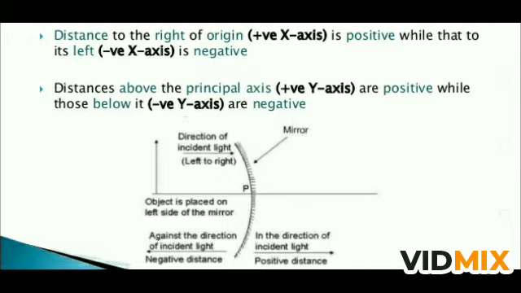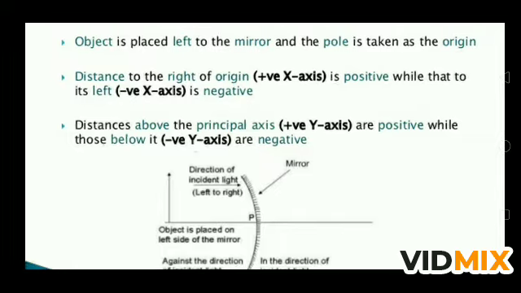Like this also here, if P is the origin, the right side of P is taken positive, the left side of P is taken negative, above the principal axis is taken positive, and below the principal axis is taken negative. So by this also you can learn the sign convention.